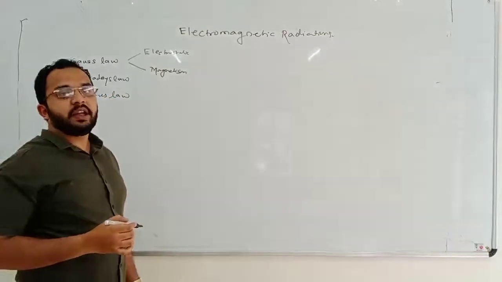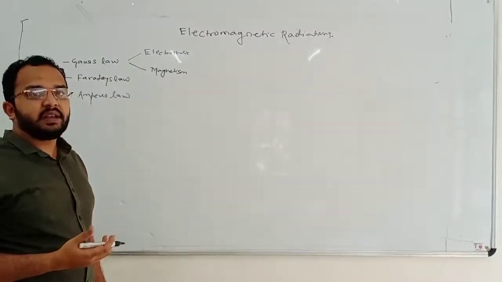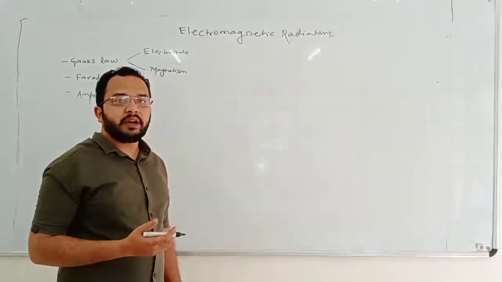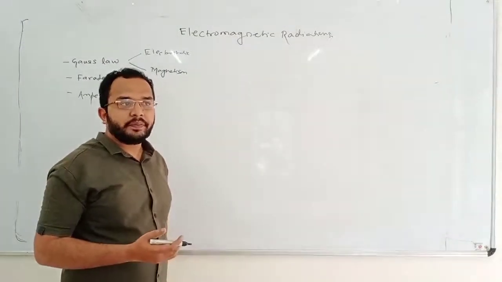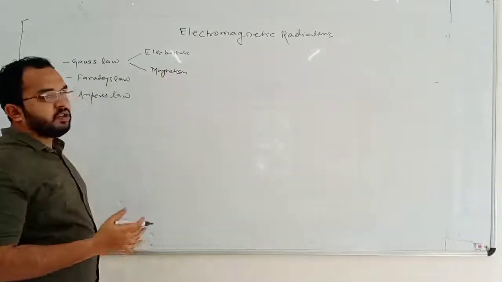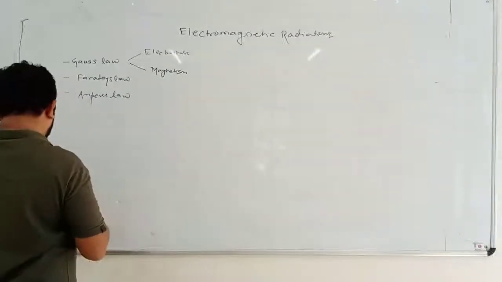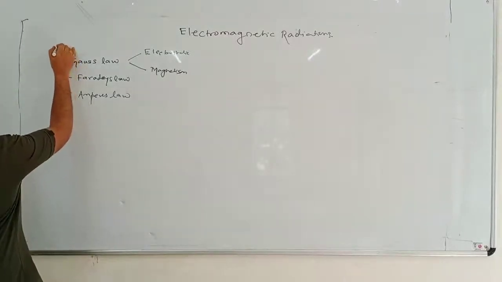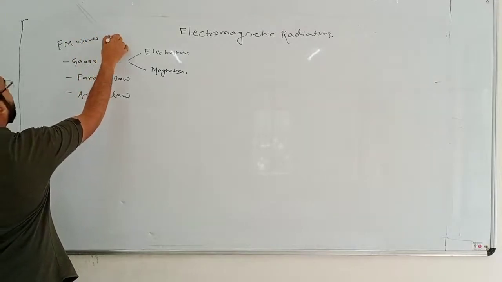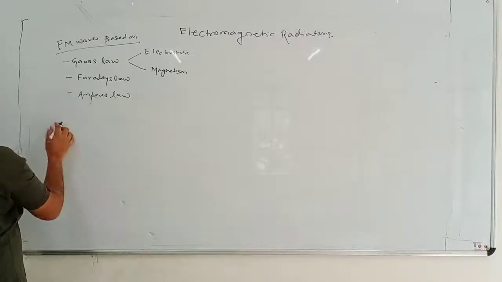Faraday's law we have studied in electromagnetic induction, that is the induction of electricity because of motion inside the magnetic field. And Ampere's law we have studied in magnetic effect of electric current, that is solenoid, toroid. Okay. Now these laws describe the generation of electromagnetic radiations, electromagnetic waves. So we can say electromagnetic waves are based on these laws. This is the first point.